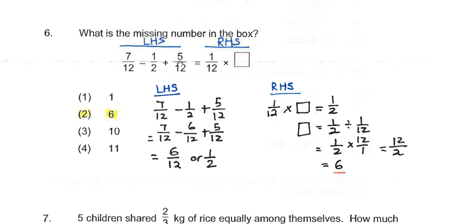Now this means that 1 over 12 times something must give me half. Okay, look over here. 1 over 12 times something must give me half. So half is the answer, the product, after you times these two fractions together. Then what you need to do is to find this number in the square: take half, divide by 1 over 12.